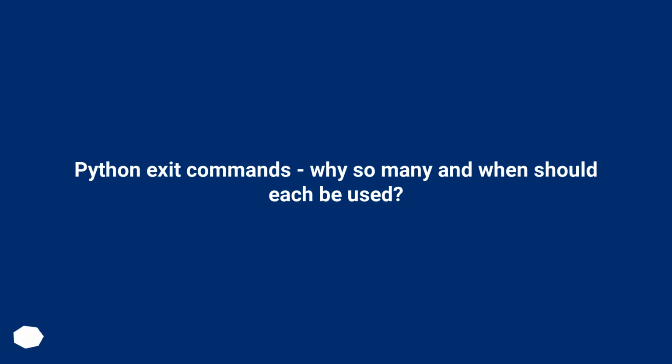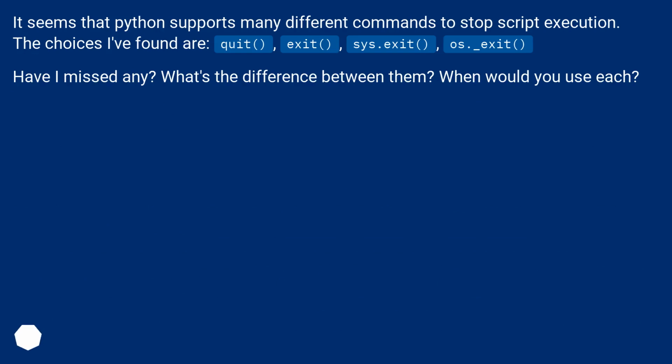Python exit commands, why so many and when should each be used? It seems that Python supports many different commands to stop script execution. The choices I've found are quit, exit, sys.exit, os._exit. Have I missed any? What's the difference between them? When would you use each?